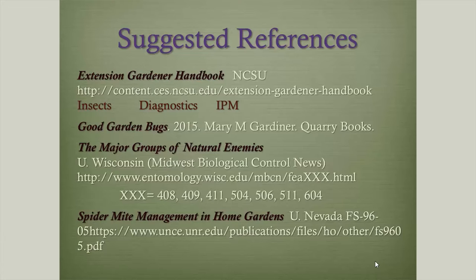If you don't want to buy a book and you just want to read this thing, the major groups of natural enemies, and the list that I gave you actually gives you all the separate links. This one here is one of these numbers, and it covers predators and parasitoids, and it's really extensive. Another thing I have included is the University of Nevada did a really nice little monograph on spider mite control in the home garden, and it gives you lots of solutions that are not pesticidal. So, you know, there's lots of ways around it. So, that's it. Question?